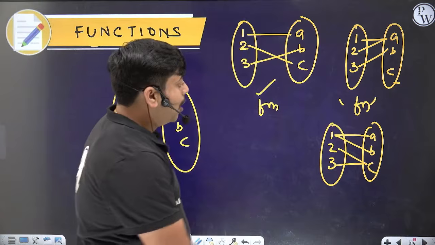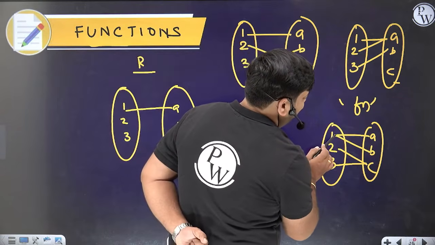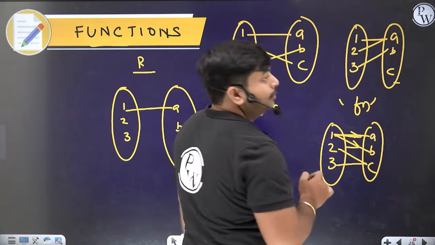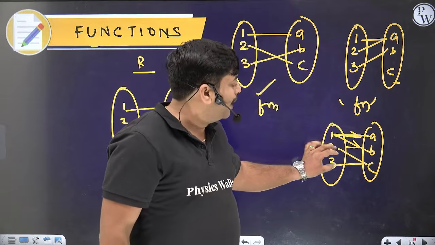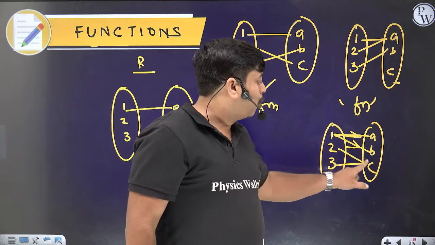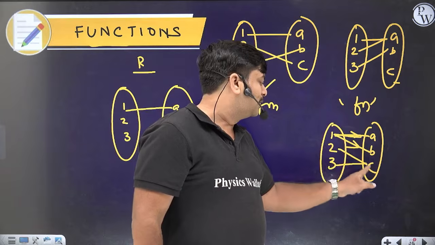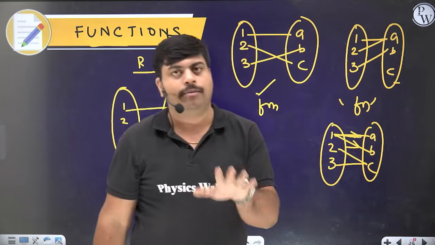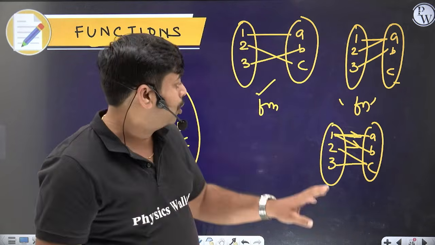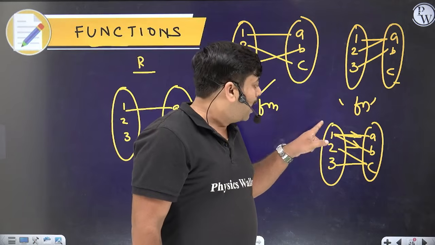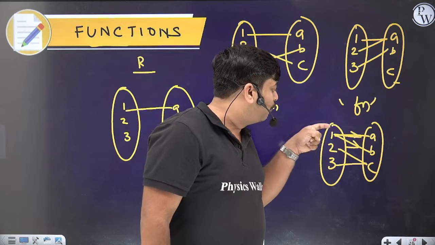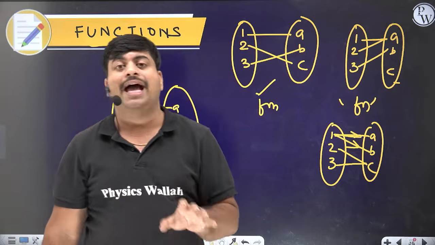Why? Because from 1, we're having 2 mappings. That's not correct. See, these 2 went to C, that's okay. For 2, you got the answer C. For 3, also the answer is C. No problem, no doubt in that. But here for 1, you are getting 2 answers, one with A and one with B. That is wrong. You cannot have that.